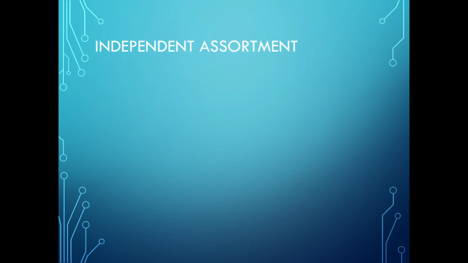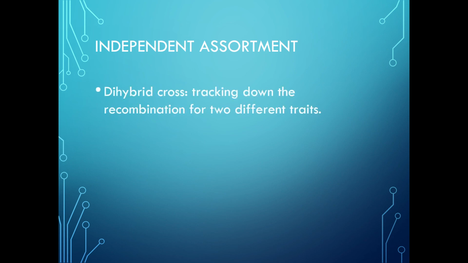Alright, so welcome back. So we're going to talk about independent assortment. And first of all, we have to analyze what the hybrid cross is. Basically, that is tracking down the recombination for 2 different traits. So remember that a trait is like the final recombination of alleles. So just like in the example that I gave you before, one trait will be, for example, a capital B and lowercase g, like brown eyes and green eyes genes, recombining both to get certain characteristics.